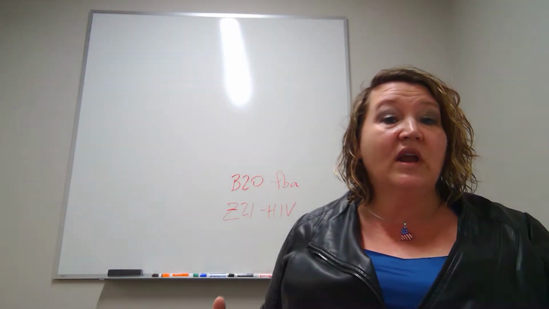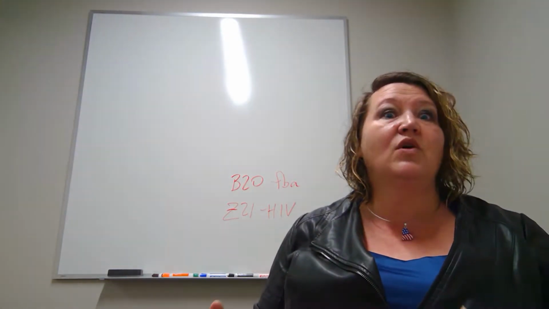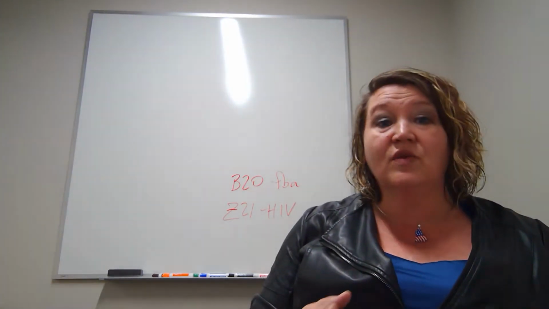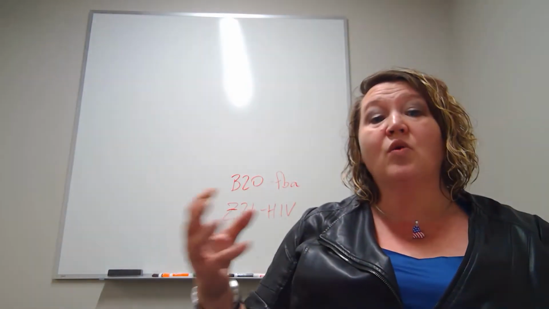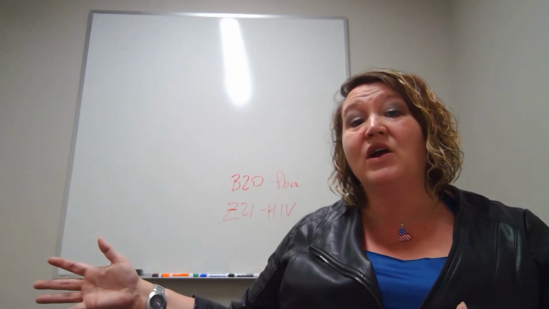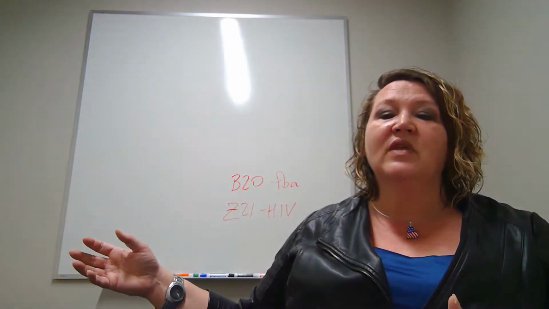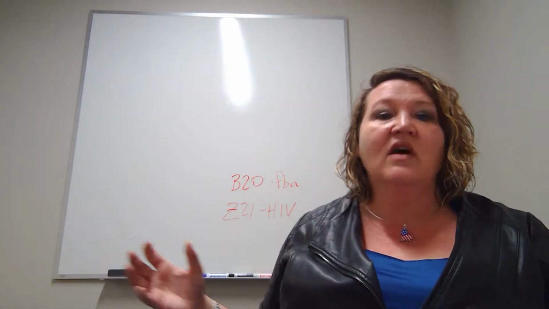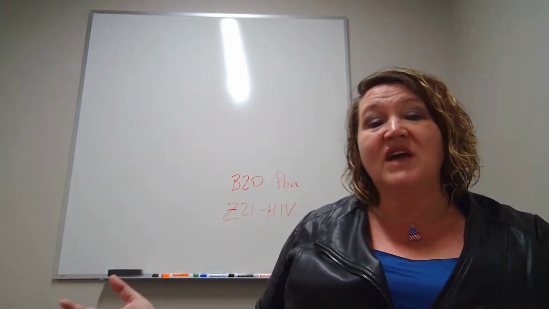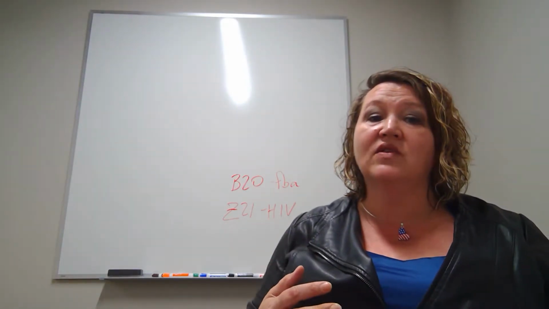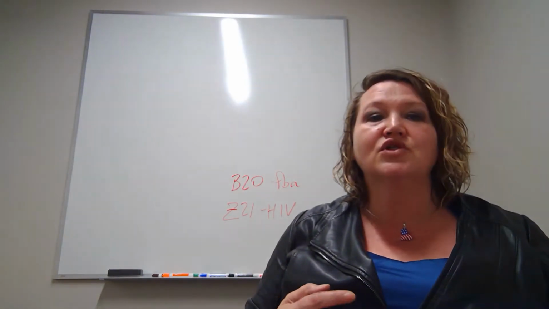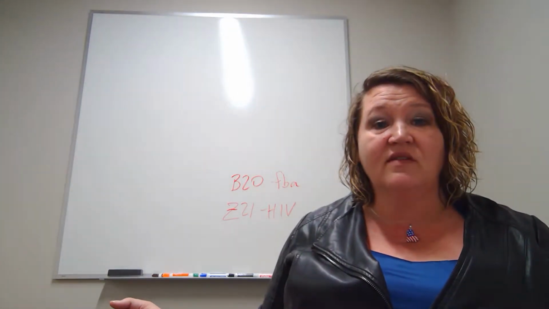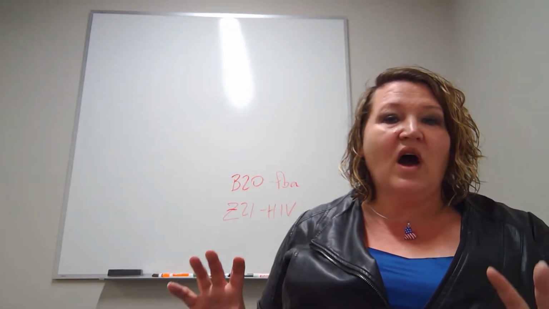So the Z21 code would explain why maybe you had to use more supplies because your nurses and doctors would have to be extra careful, or why this patient had to be in a separate area of the hospital to prevent accidental infection of someone else. So maybe this person has a longer stay because it's going to take longer to treat the broken leg because this person has the HIV virus. So that is why you would code it.